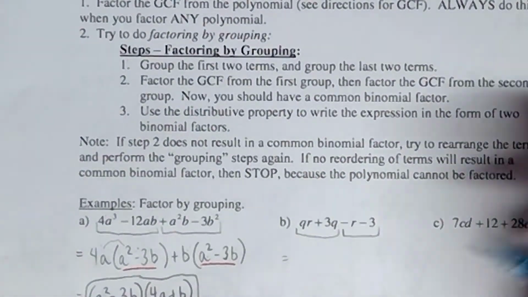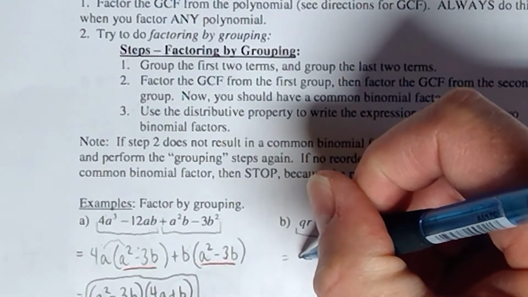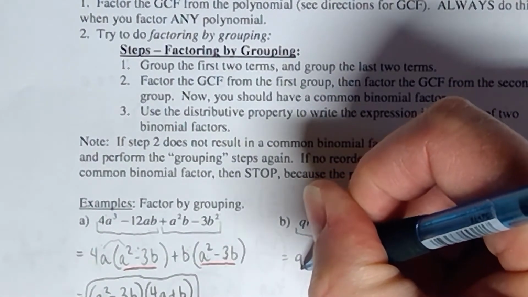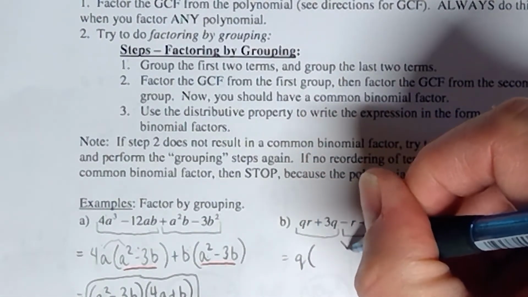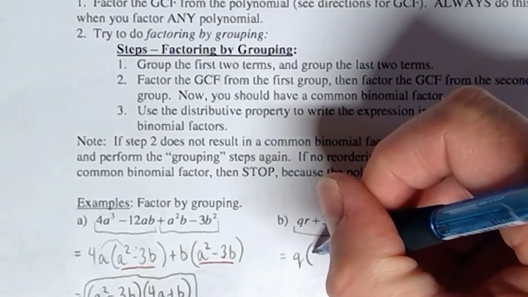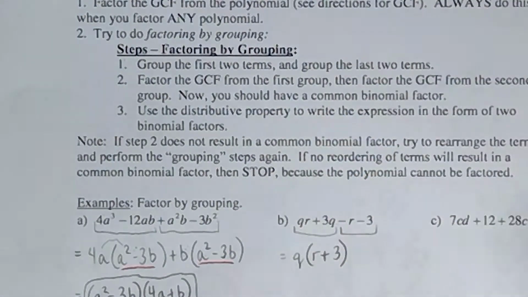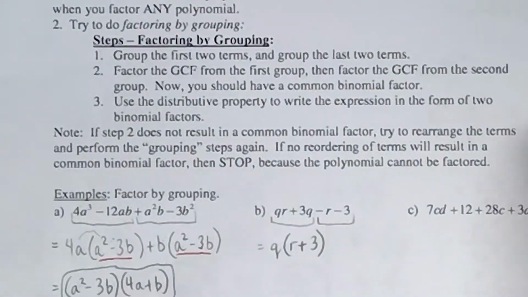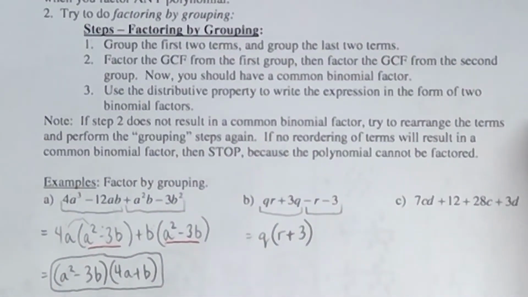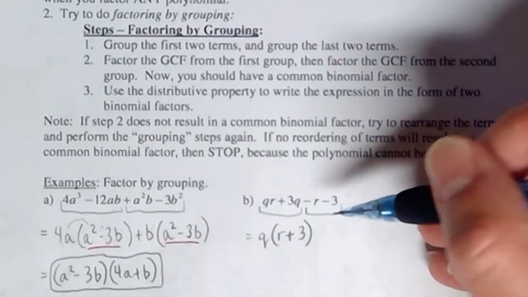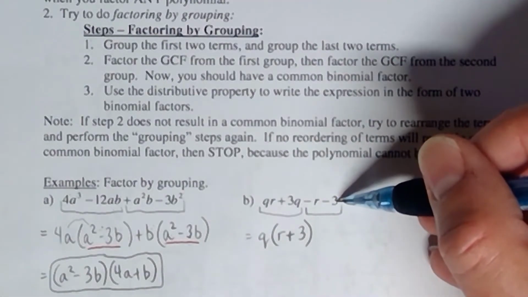And what do we get here? If we factor out the Q, which is the GCF there, 1Q, what do you get? Don't you get R plus 3 right there? Again, just using the same GCF techniques that we learned in the first part of section 7.1. Okay, now in the second part here, the GCF is 1.